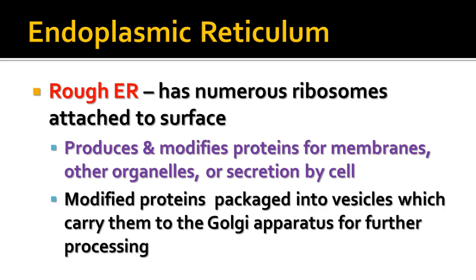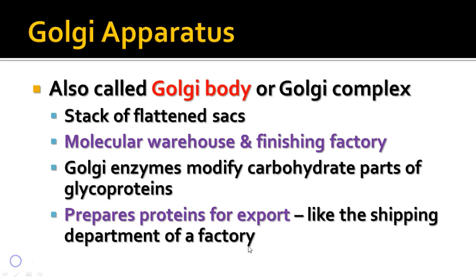And then these proteins are packaged into vesicles, which then can be processed by other organelles. The Golgi apparatus is also called the Golgi body or Golgi complex. It looks in the cell like a series of flattened sacks stacked on top of each other, or like a stack of pancakes. This is the warehouse and finishing factory for molecules that are made by the cell.